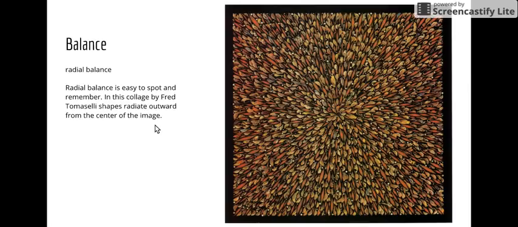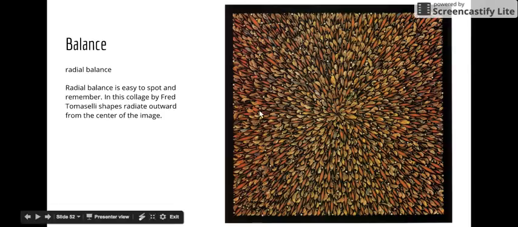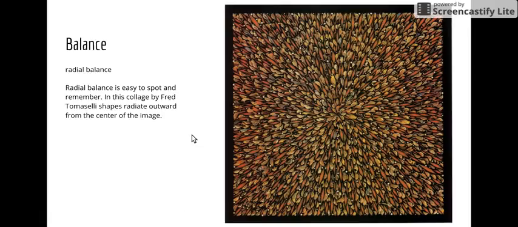Radial balance is easy to spot and remember. It's not all that common. And when there is radial balance in a work of art, it certainly is immediately recognizable. Here's a collage by Fred Tomaselli, and the shapes radiate outward from the center. This kind of thing happens in nature, like patterns on a shell or something like that. You'll see a radial balance.